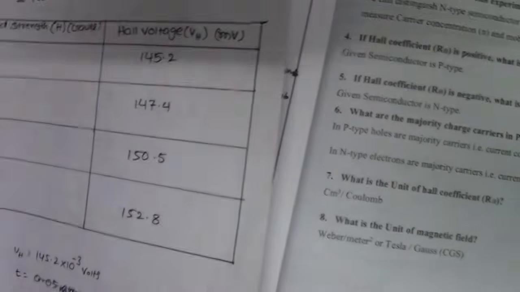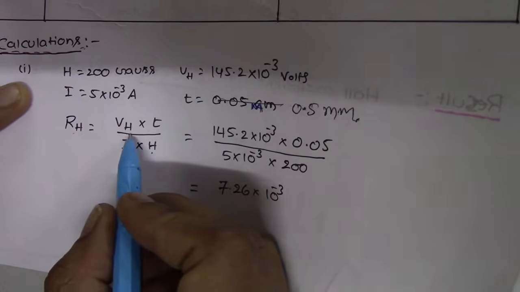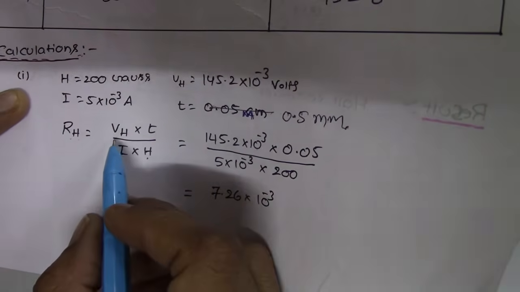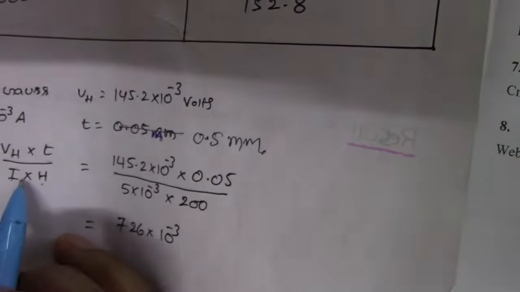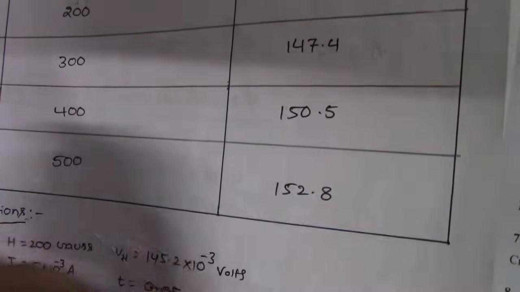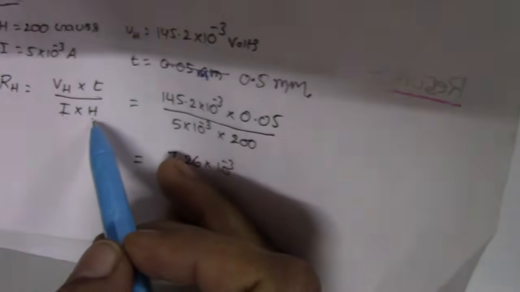So the first aim of determining the Hall voltage is done in this tabulation itself, and the second aim is to determine the Hall coefficient. So the formula for the Hall coefficient is RH is equal to VH into T by I into H. So VH is nothing but the Hall voltage that we have measured by using the Hall probe. T is the thickness of the sample given by the manufacturer, which is equal to 0.5 mm, and I is the current that is passing through the sample. In this experiment we have fixed it at 5 milliamps, and H is the magnetic field strength that is developed, that we have taken to the tabulations.